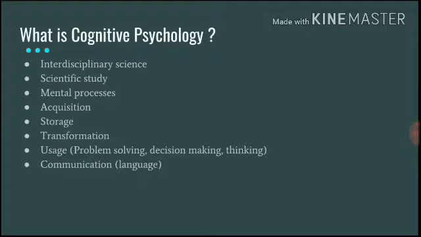So it is an interdisciplinary science, like we discussed in the previous slides, and it's studied scientifically. We looked at a few methods that are used to study it. So we're saying that even though it's not visible, not necessarily observable, it can still be studied scientifically, whether through introspection, laboratory experiments, or observation.